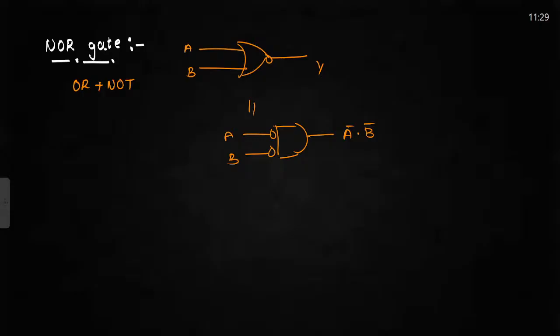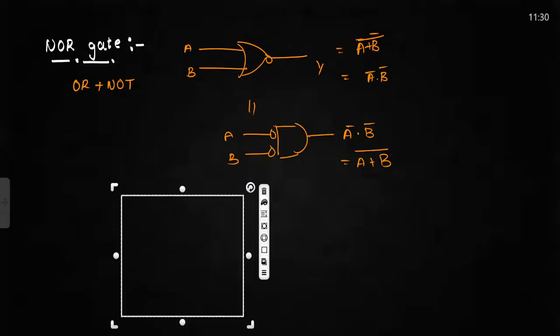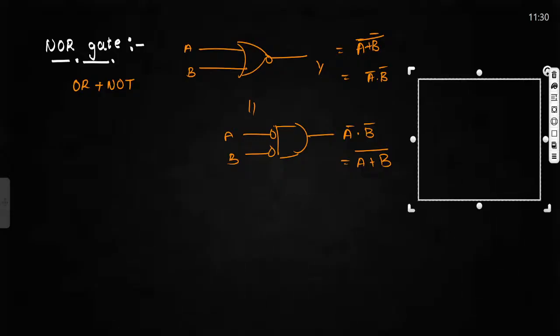Then if you do whole complement, it's A plus B. So these both are equal. So same concept, you know, for commutative and associative law. So first, let us verify two terms. Let us try it.